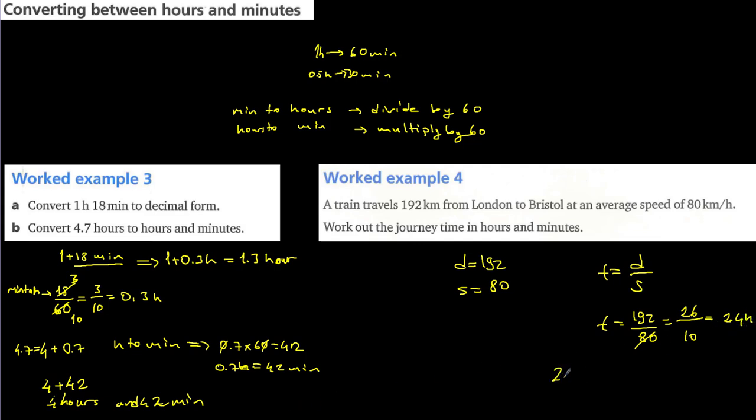So 2.4 is going to be equal to 2 hours plus 0.4 hours. So you're converting 0.4 hours, 0.4 times 60 it's going to be, which is equal to 24 minutes. So the result is 2.4 hour is equal to 2 hour plus 24 minute.